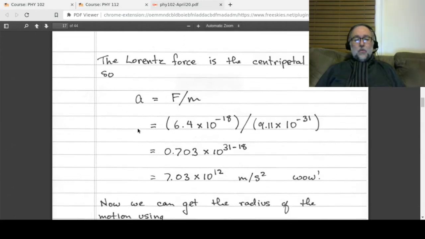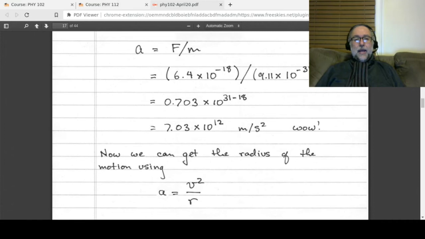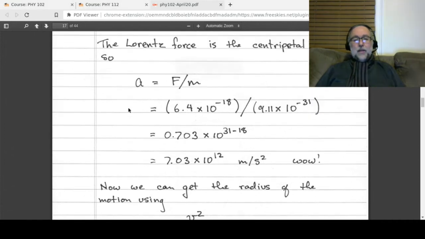All right, so if you work this out, the way I like to do these, just to show you, is I'll take 6.4 and divide it by 9.11, and that gives me 0.703 here. Then I'll take the 10 to the minus 18 and divide it by 10 to the minus 31. Well, 10 to the minus 18 divided by 10 to the minus 31 is minus minus 31, which is plus.